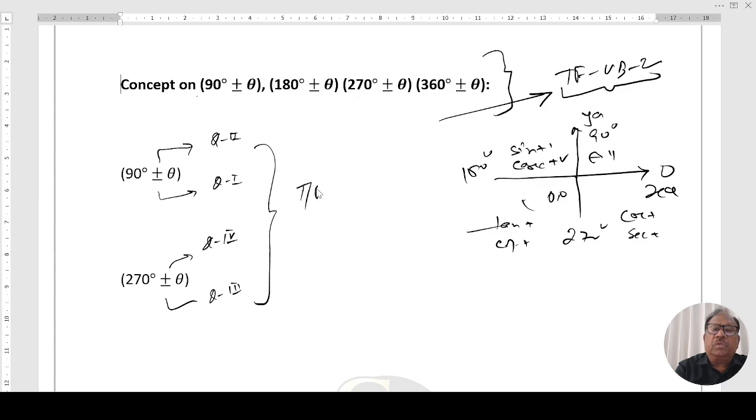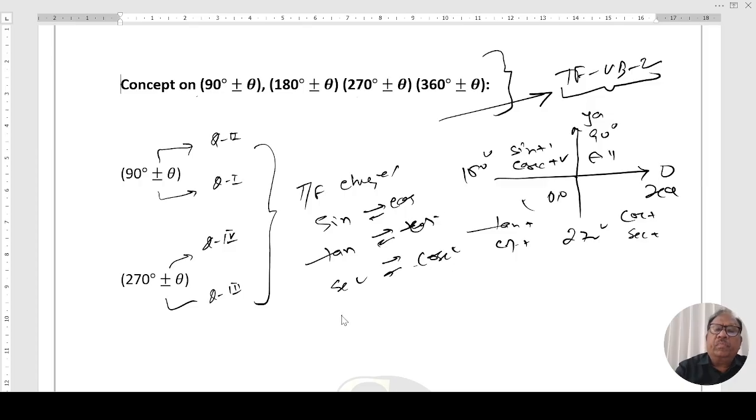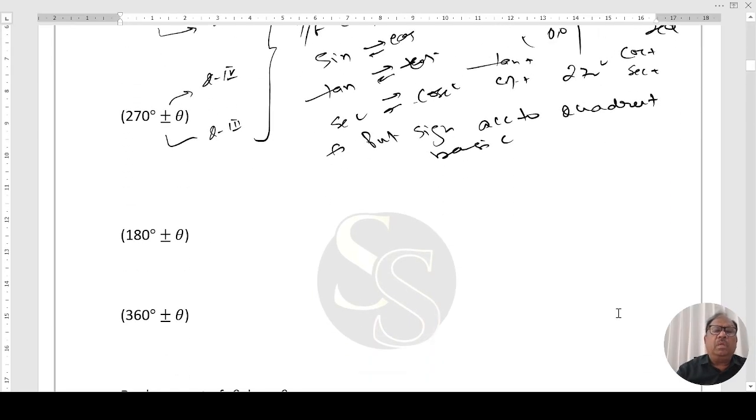In this case, trigonometric function changes: sine to cos, cos to sine, tan to cot, cot to tan, sec to cosec, cosec to sec, and put the sign according to quadrant basis, positive, negative, right?